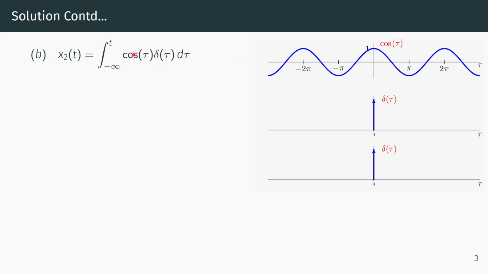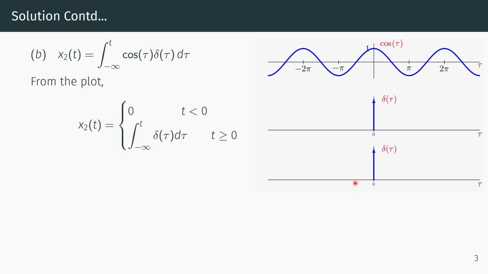So what is the summary? The product of cos tau and delta of tau is the same as delta of tau. So from this plot, what is it that we observe? We observe that x2 of tau would be equal to 0, because the integral limits are from where to where? Minus infinity to t.